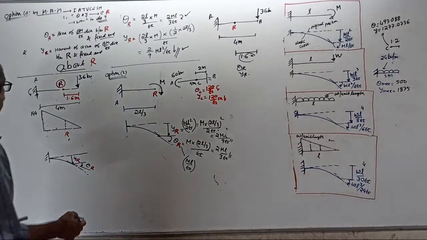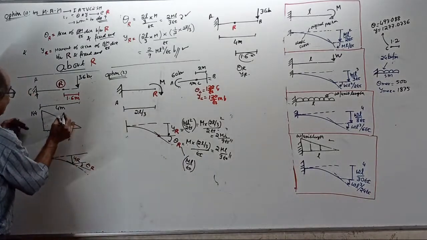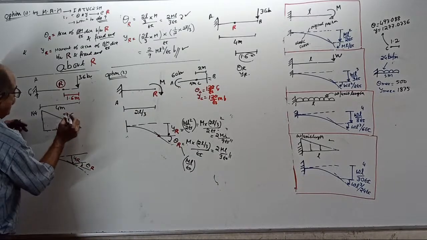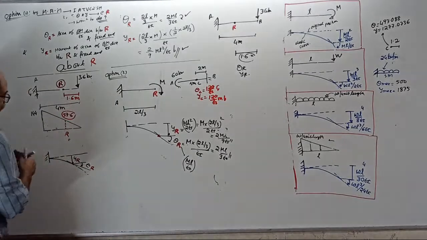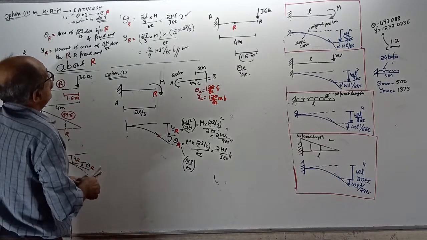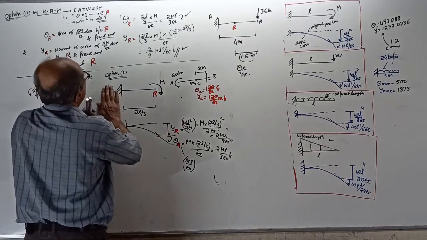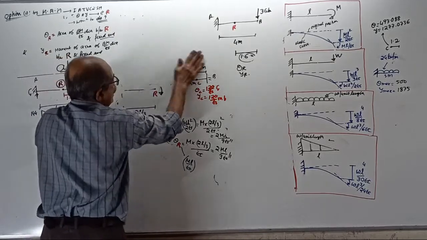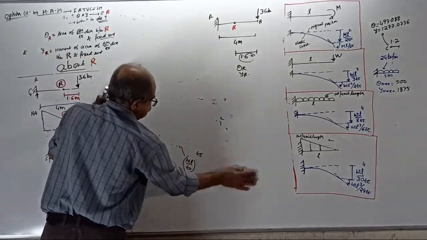57.6. New bending moment, I will put red color. It is 57.6, calculated value. Okay, now this is the elastic curve. Now, what do you want? See, this I will remove now. This one I will put later.